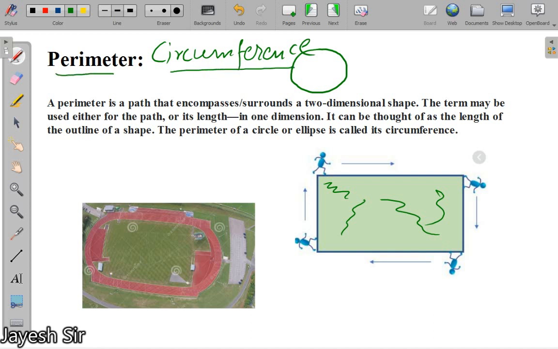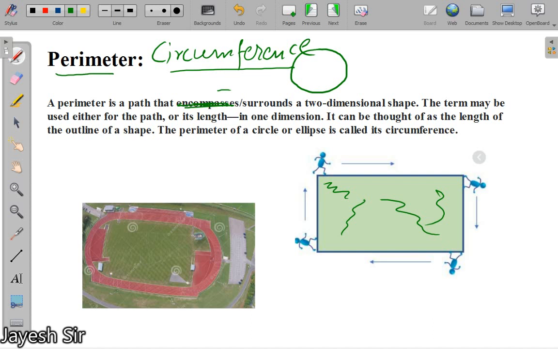So what is a perimeter? A perimeter is a path that, let's leave encompassed, we will say surrounds a two-dimensional shape. What is a two-dimensional shape? Any polygon, any triangle, any quadrilateral, any circle. The term may be used either for the path or its length.